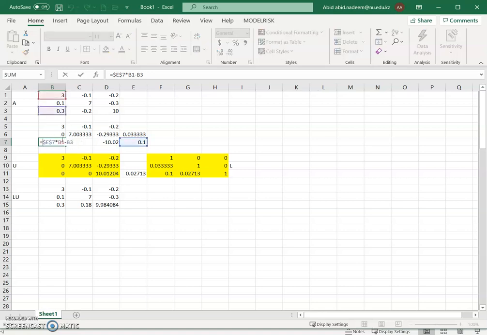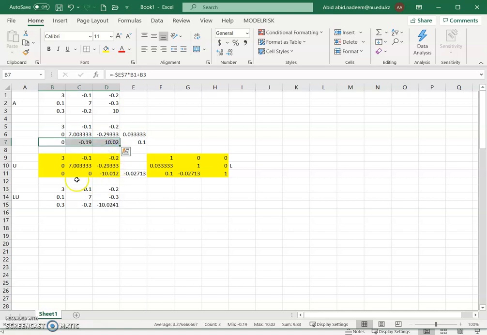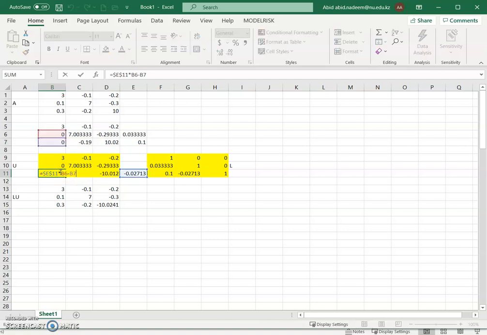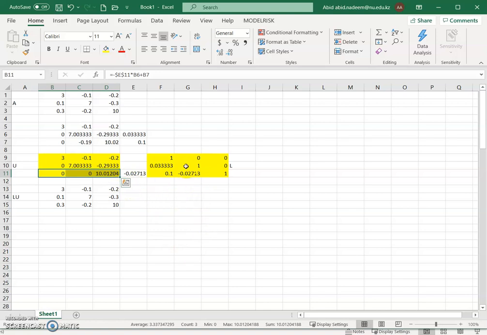So add it, minus, and then plus, and then here, and for this one also, minus, and then plus, and then I will copy it here. You can see that this has already been automatically updated, and then we got the same matrix. So A is equal to LU.